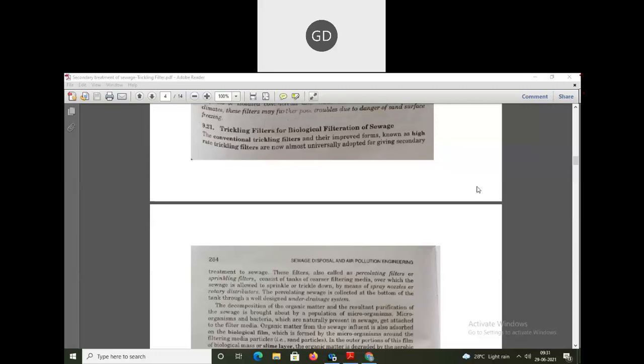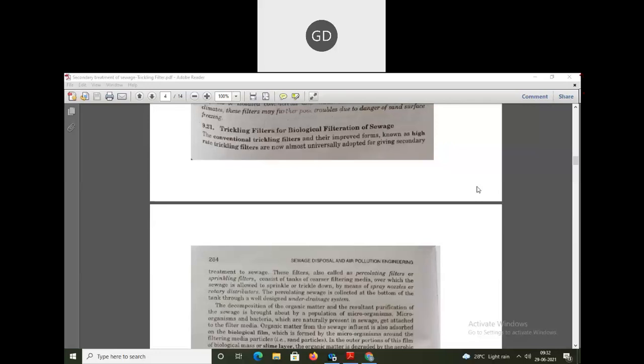These filters consist of some tanks, and that tank contains coarser filter media. Above this coarser filter media, the sewage is allowed to sprinkle onto the filtering media. The sewage trickles down the filtering media with the help of spray nozzles, or rotary distributors. Basically there are 4 rotary distributors, through which the sewage is sprinkling down over the filtering media.